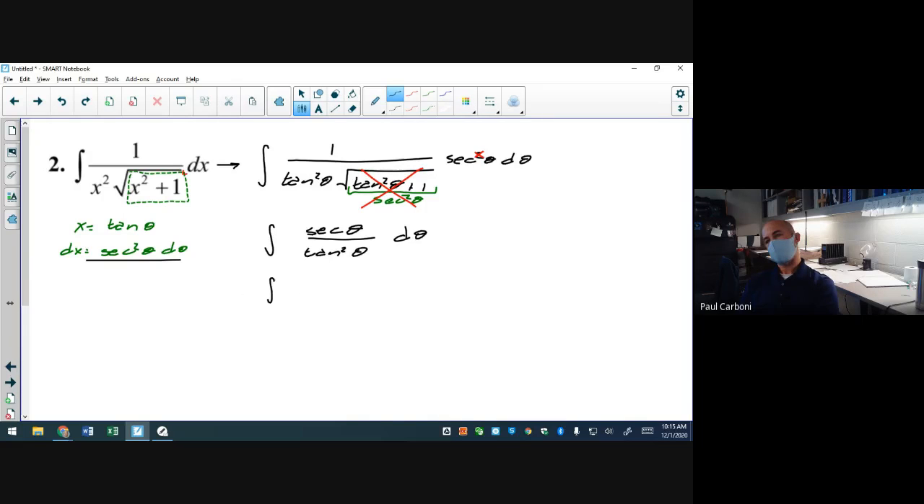So now I'm going to manipulate this thing. I'm going to turn them all into sines and cosines. So secant is the same thing as 1 over cosine, right? Right? That's cotangent. Like if I bring that tangent up, it's cotangent squared, which is cosine squared over sine squared. Is that right? I did a lot in one step there. Is that dangerous? I can cancel the cosines, and now I do.